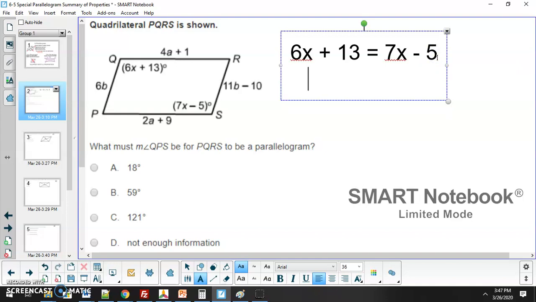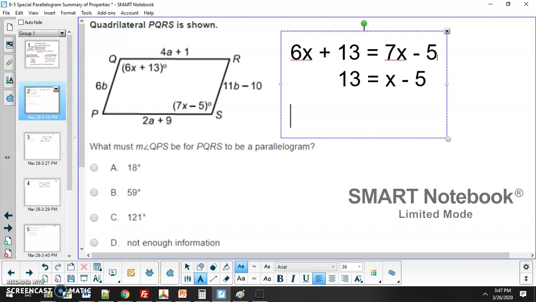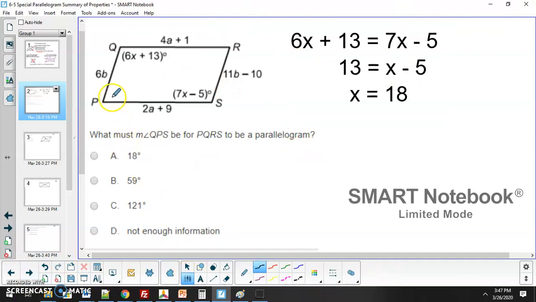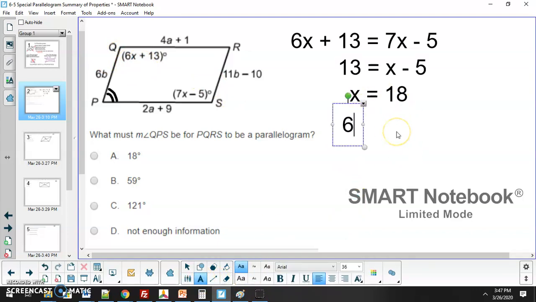I'm going to subtract 6x from both sides. I get 13 equals x minus 5. If I solve for x, I add 5 to both sides and get x equals 18. So I need to figure out what that angle is. Now, I cannot get QPS by direct substitution because QPS doesn't have a particular x associated with it. But I can get angle Q by direct substitution. So I'm going to take my 18 and plug it in: 6 times 18 plus 13.